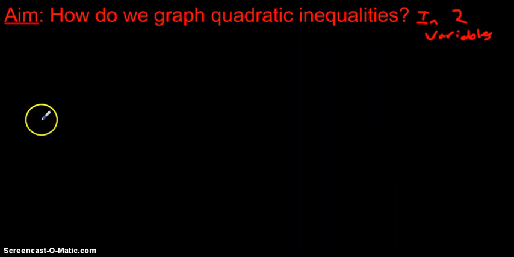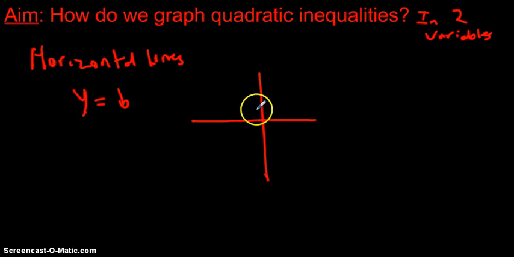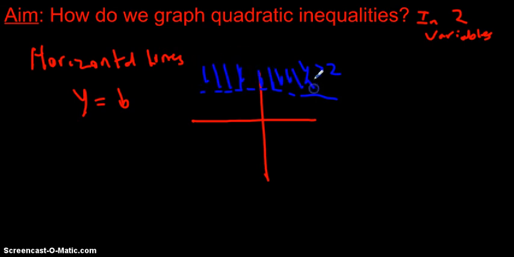Alright, so horizontal lines come in the form of y equals b, where b is the y-intercept. So if we had y is greater than 2, that would be this dashed line here. And since y is greater than 2, that's above, so I pick any point on the line and go up, and that would be my shaded region.